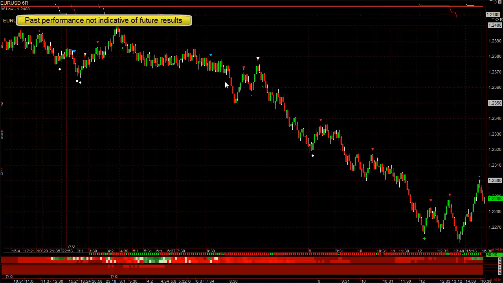Looking at this chart, basically you're looking for a sell here, small loss, break even. You got short right here, it fell about 20-30 pips, fell about 10 pips here. This trade here was probably the best one. It fell 10, 20, 30, 40, 50, 60 pips.